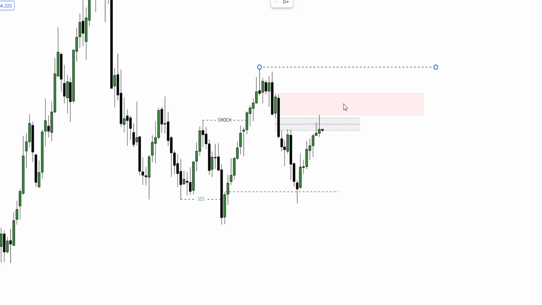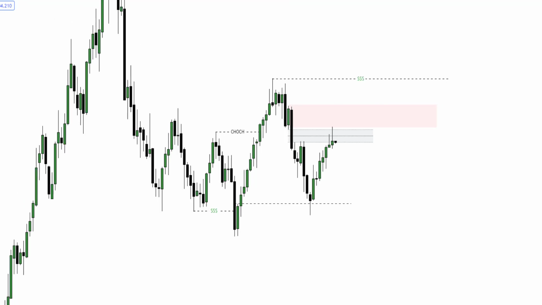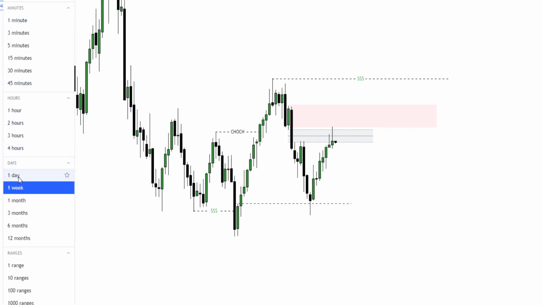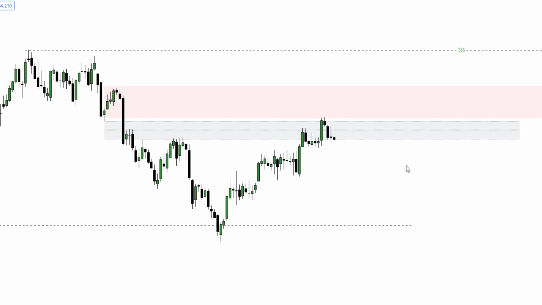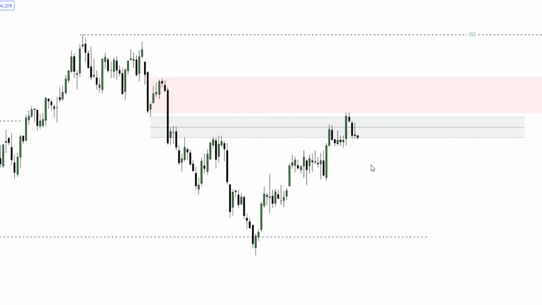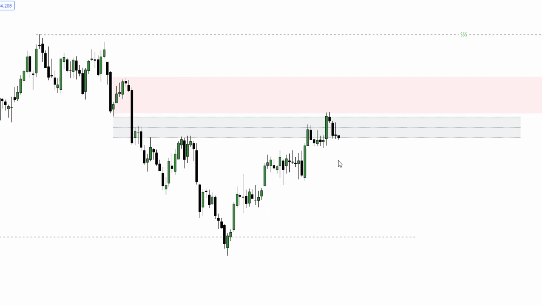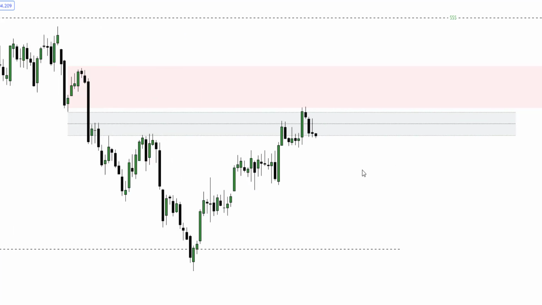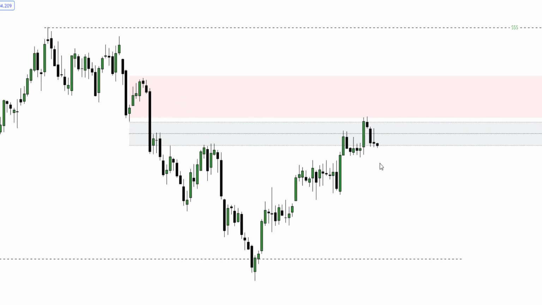And if we drop down to the daily time frame, we're going to see what is happening from a smaller perspective. So now dropping down to the daily time frame, let's see what's happening on the daily. Okay, it's interesting to see what is happening. Now I want you to look at what is happening here.